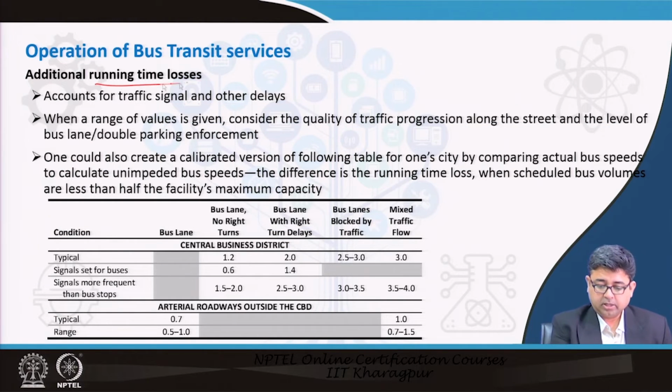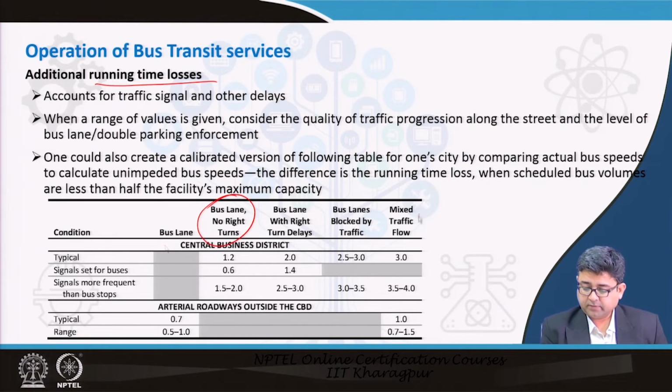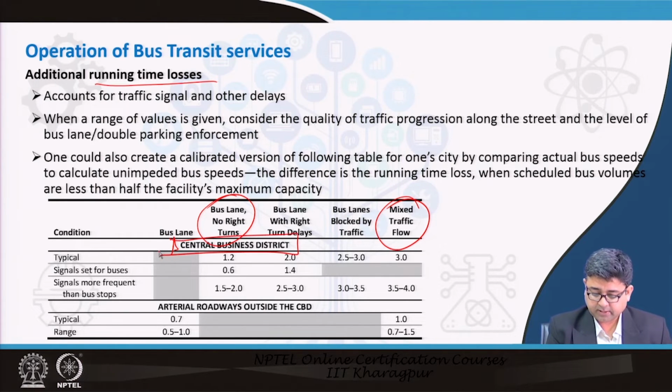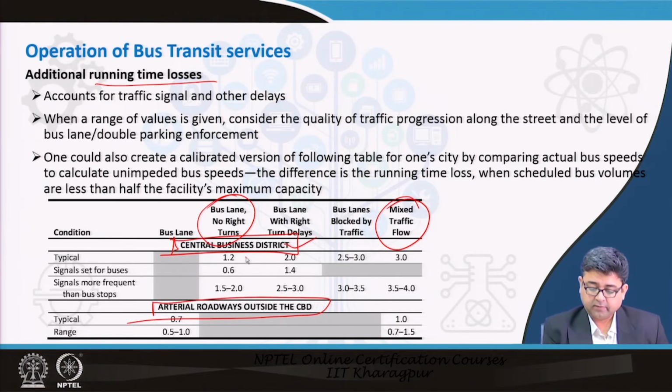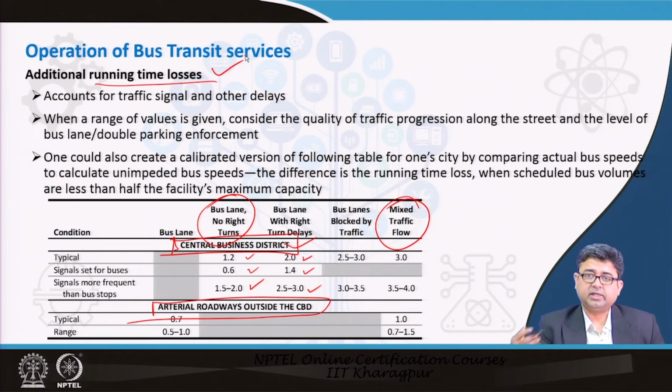Additional running losses also occur because of right turn lanes and mixed traffic flow. So, they are different for different types of land uses. For example, on arterial roads outside the CBD and in the central business district, you have different such figures that have been calculated mostly in the western countries, but you get the idea of how to measure this and what may cause the delay, and you can carry out similar running time loss studies for your city public transportation network as well.